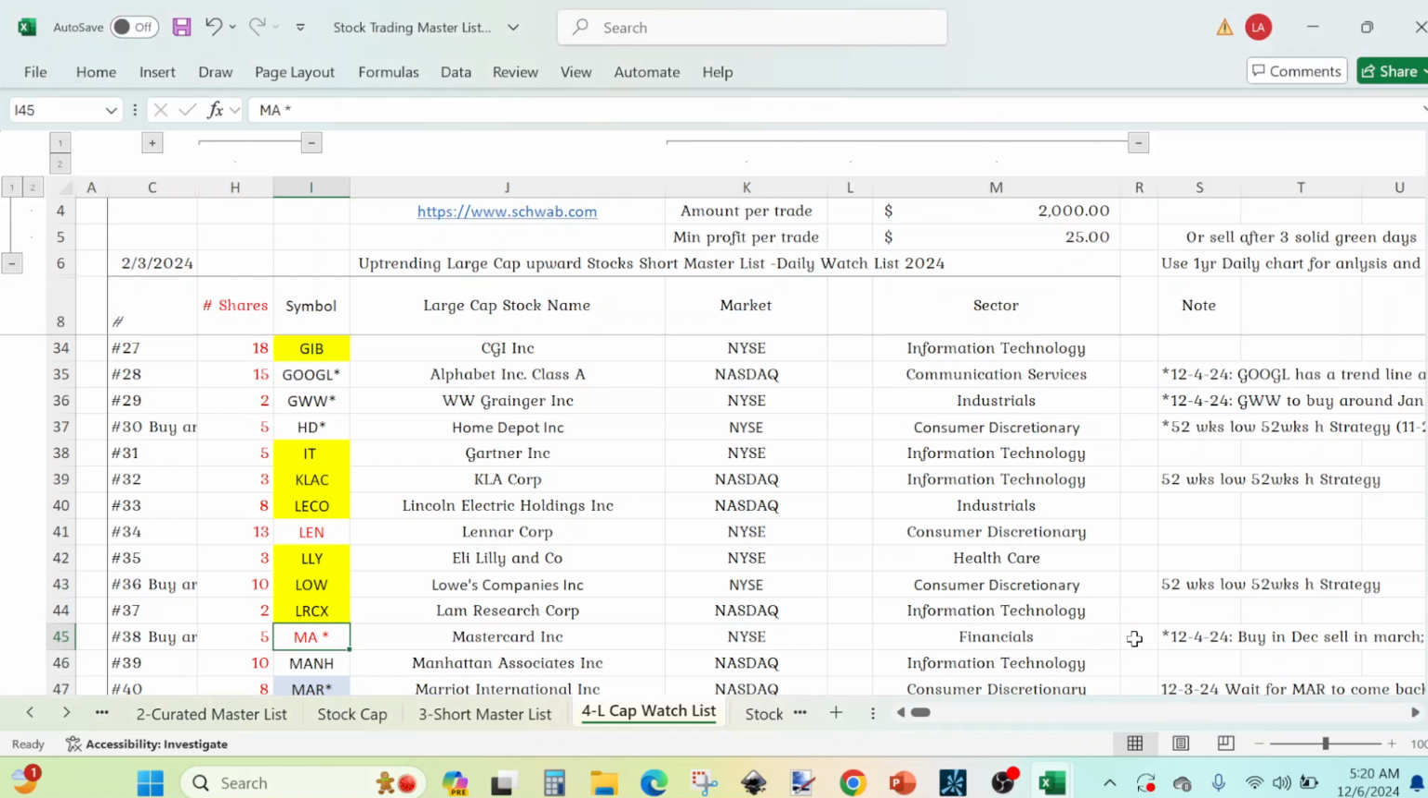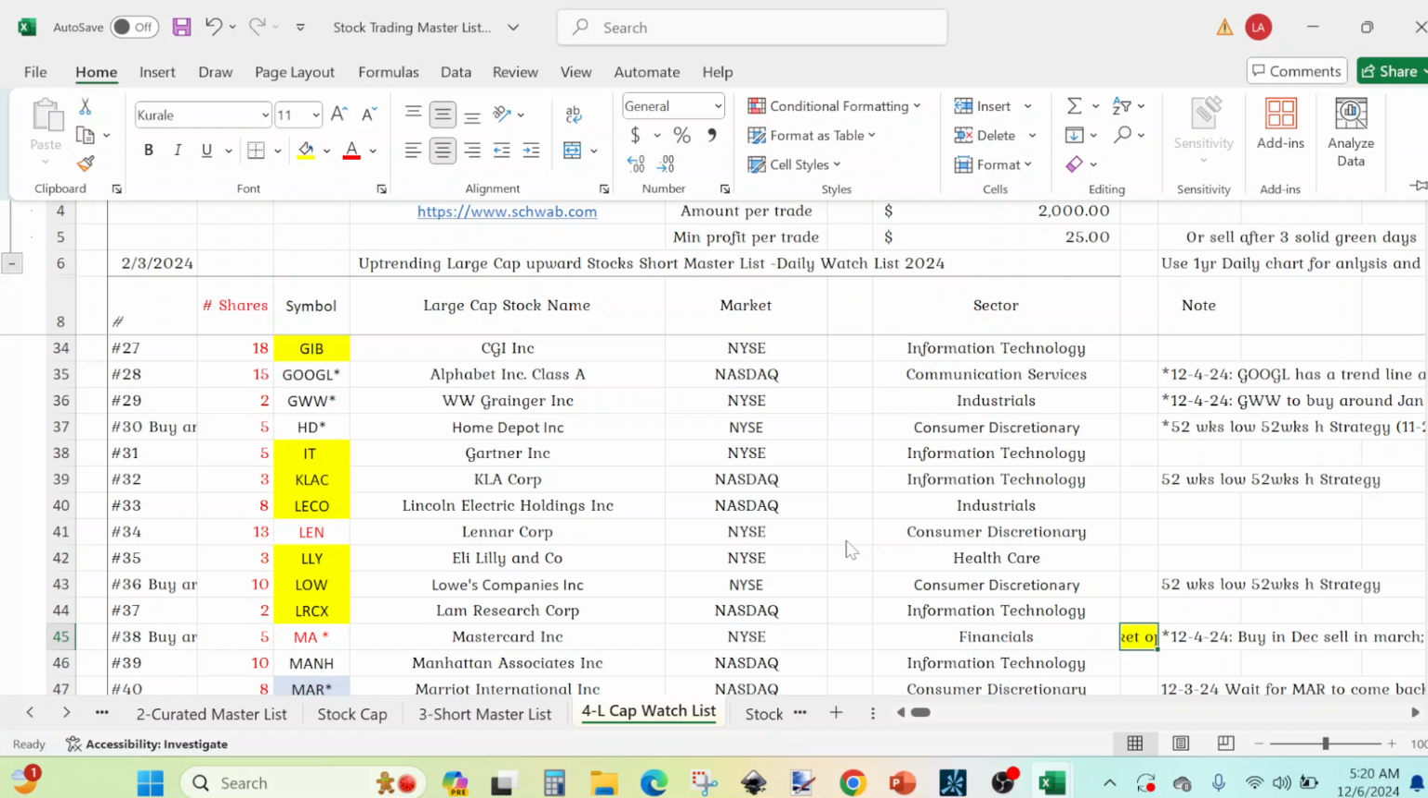and we'll have a note. We can put a note here. Order before market opens, exit in March. We can make that area a certain color so that we know we have something related to that. MAN.